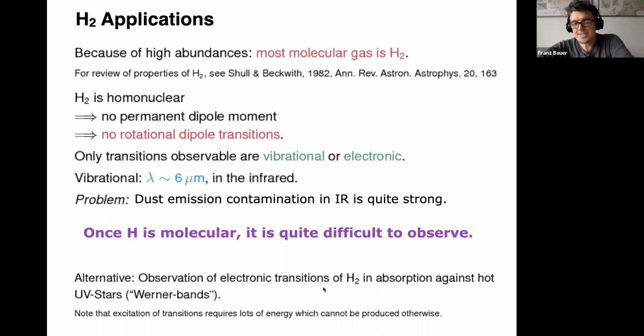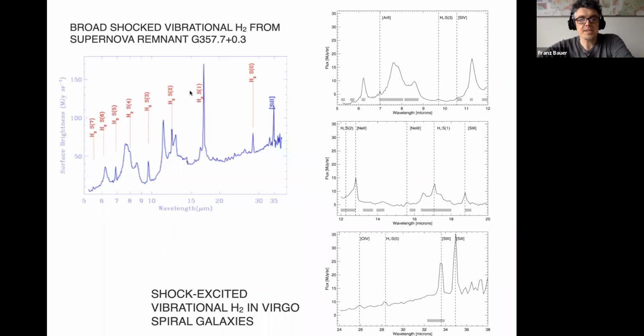The alternative is these electronic transitions, which we typically see in absorption against UV stars. These are known as the Werner bands. This is a Spitzer spectrum of shocked H2 from the supernova remnant G357, and you can see the different vibrational transitions here, from 6 micron all the way up to 30 micron.